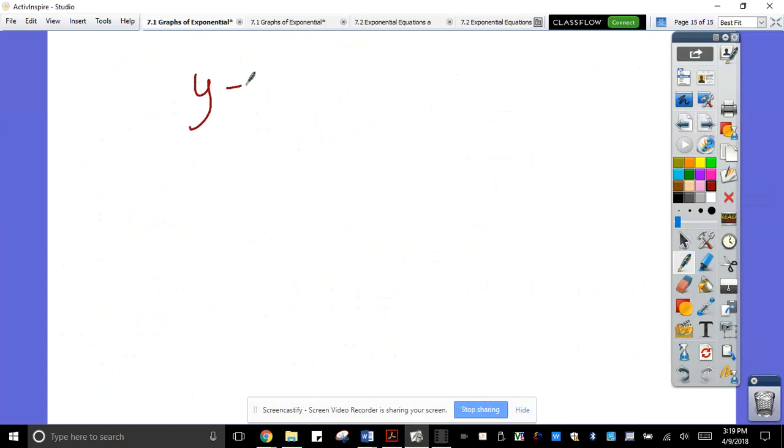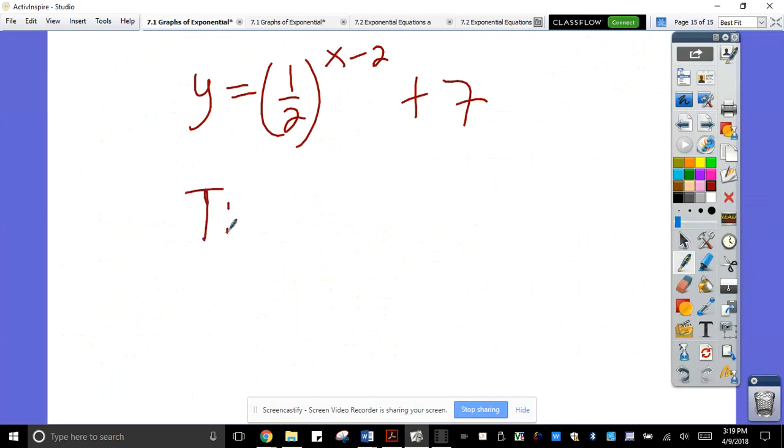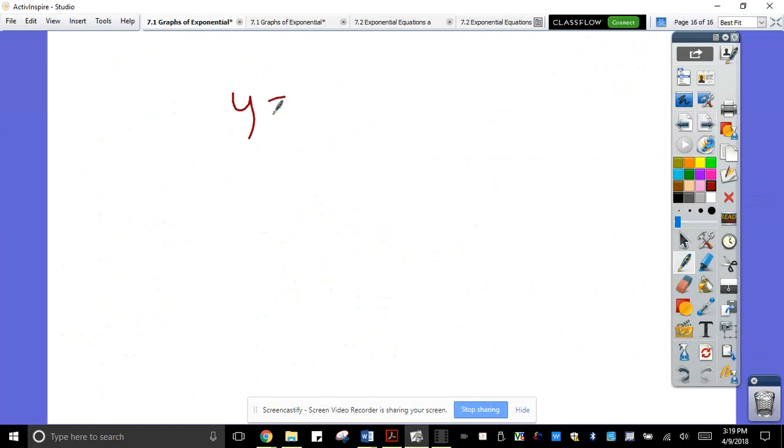if we have y is equal to 1/2 to the x minus 2 plus 7, tell me the transformation here, please. Y is equal to, let's say, 2 to the x minus 5 minus 5. Can you tell me the transformation for this problem?